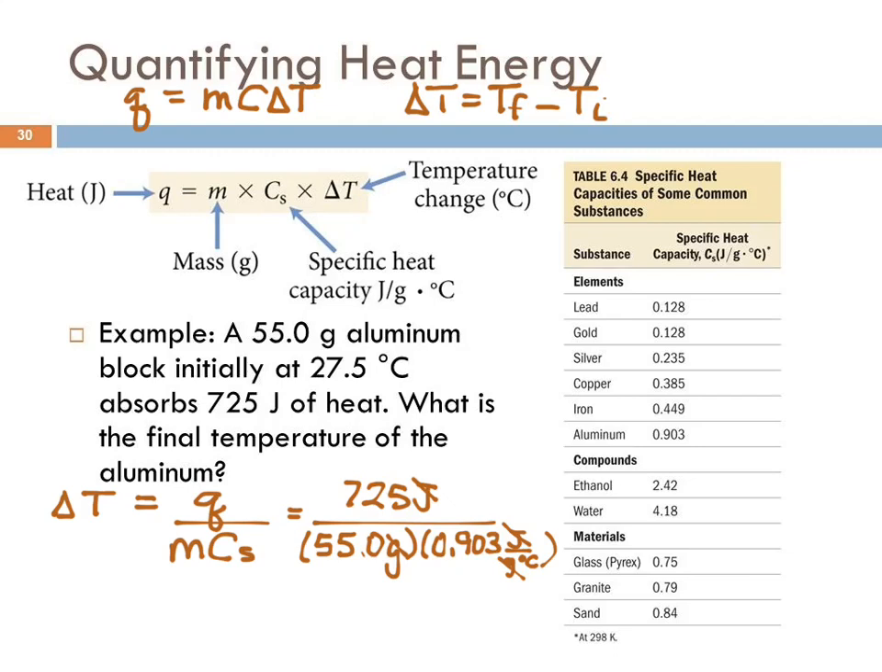And I forgot to get out my calculator, so we'll use the cell phone. 725 divided by 55. Now here we've got two numbers in the denominator, so be careful. Divided by 0.903. And how many sig figs should this have? 3. Should have 3. So delta T is going to equal 14.5978. That's 3 significant figures.